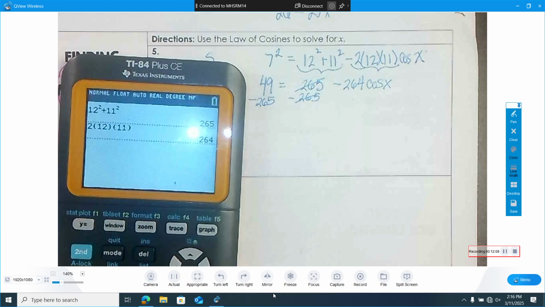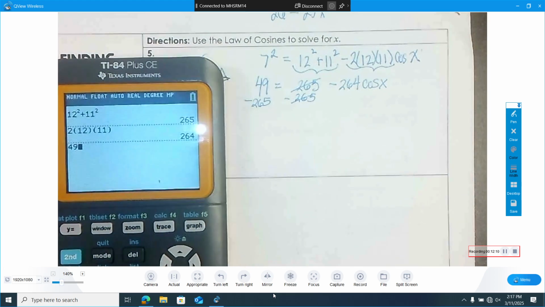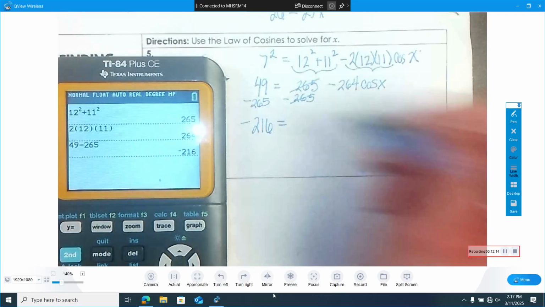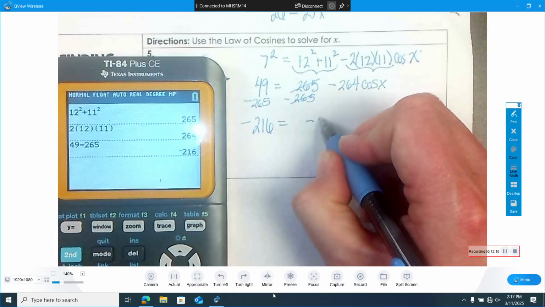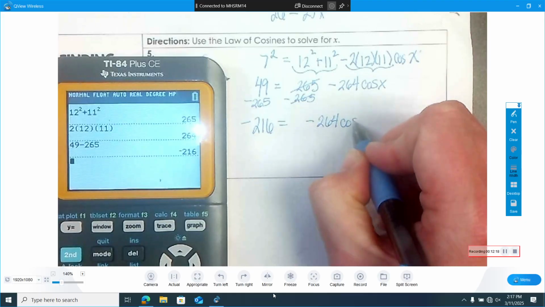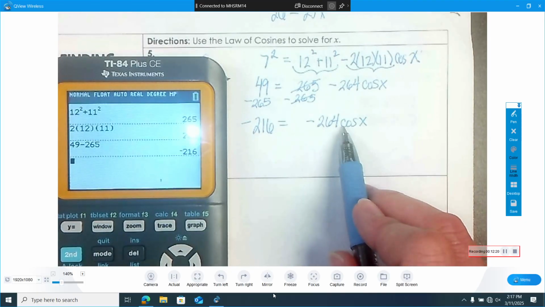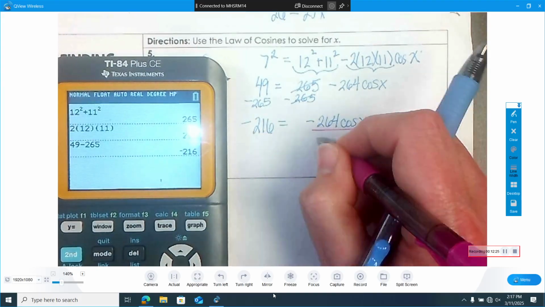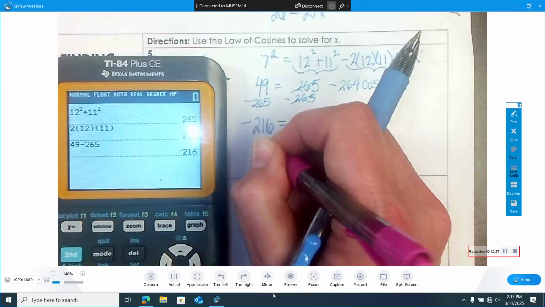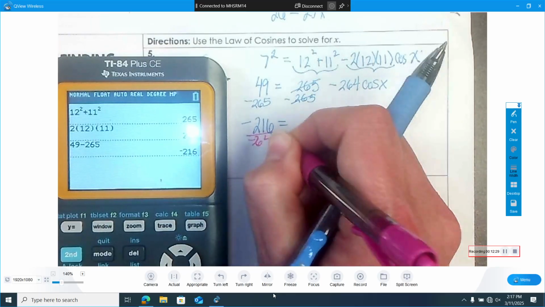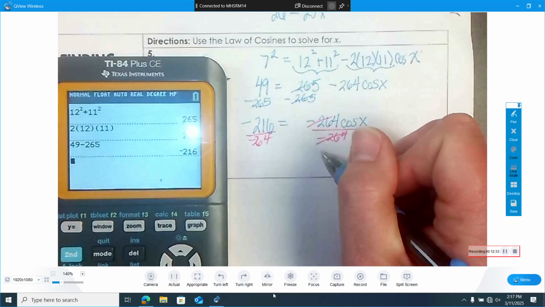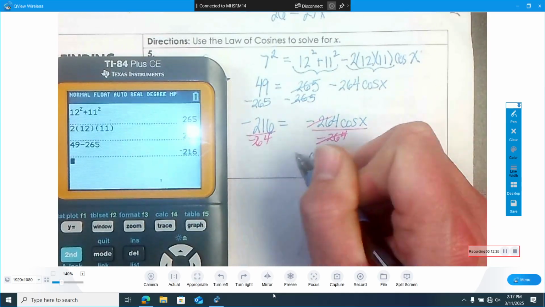Move that 265 to the opposite side. So we do 49 minus 265. We get negative 216 equals negative 264 times the cosine of x. How do we get cosine of x by itself? Divide by negative 264 on both sides. So those 264s are going to cancel out, leaving cosine of x alone.